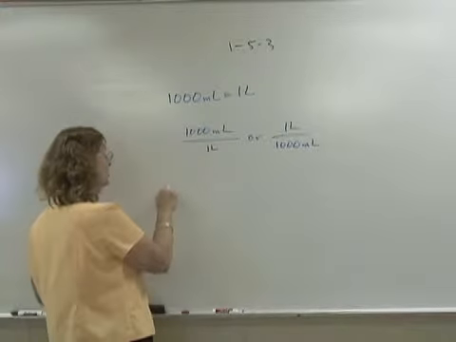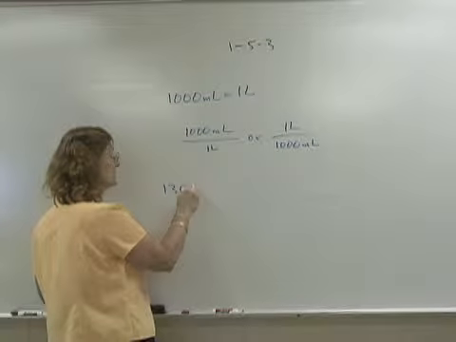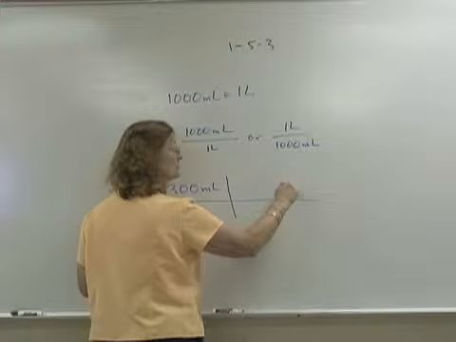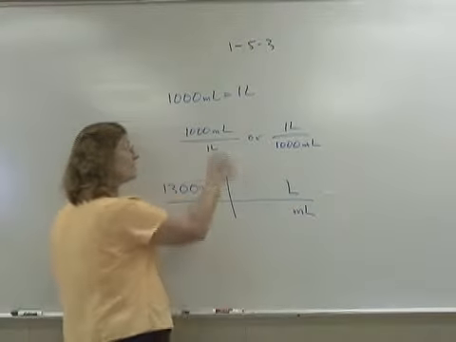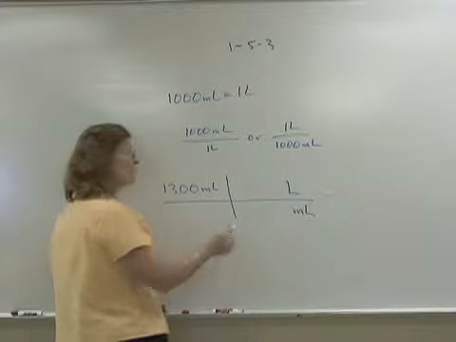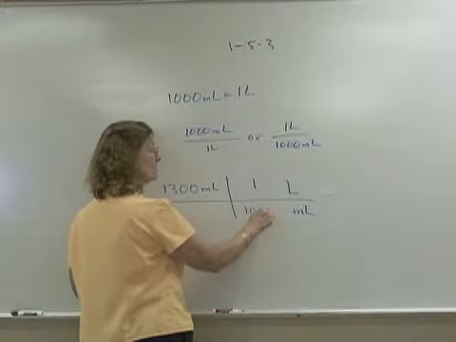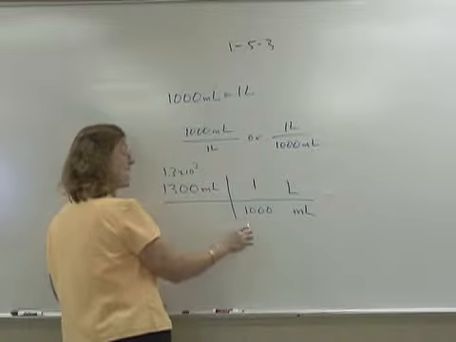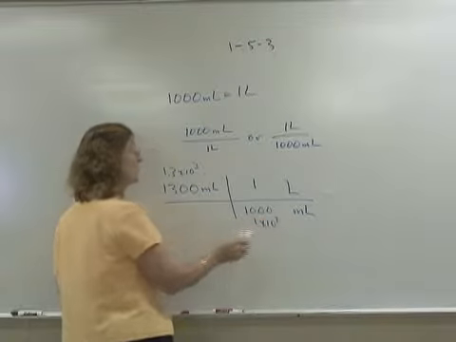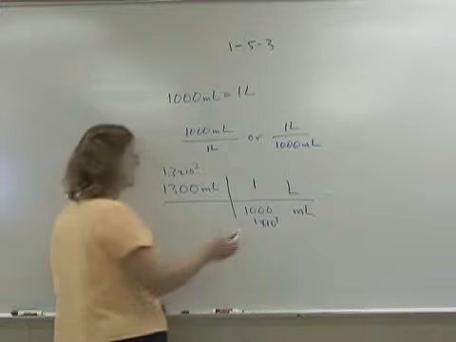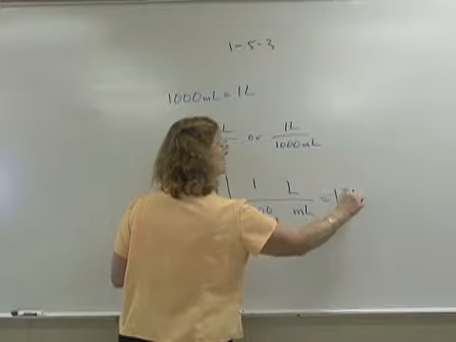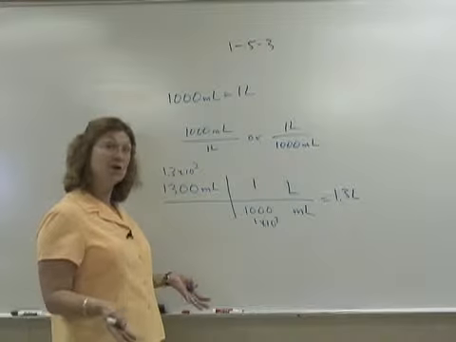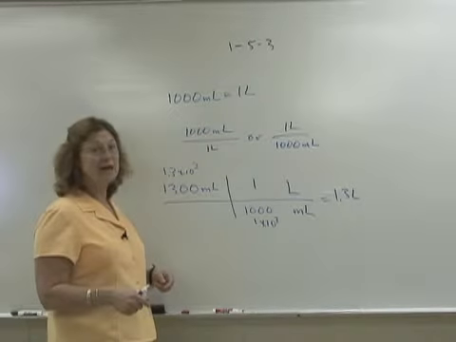and I have 1,300 milliliters, and I want to go to liters, then I use the conversion factor in the other direction, where 1 liter is 1,000 milliliters. Well, this number is 1.3 times 10 to the 3, and this number is 1 times 10 to the 3rd, and so 3 minus 3 is 0, and my answer is 1.3 liters. Now, I don't have to put it in scientific notation. I could, that's perfectly correct, but I don't need to do that.